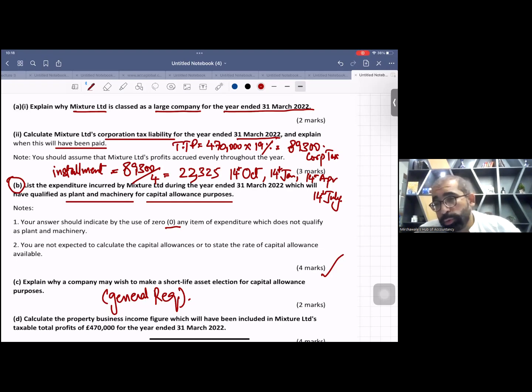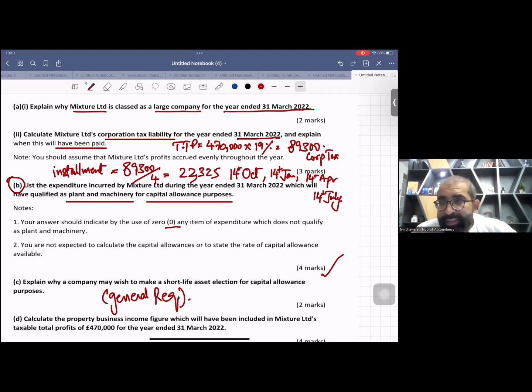But yes, one thing is for sure. This is a new thing I'm telling you. Let me ask a special quiz. Can anybody tell me short life assets belong to which family? Main pool or special rate pool? Write on the chat box. Very good, main pool. It's main pool family. Short life asset is related to main pool family.